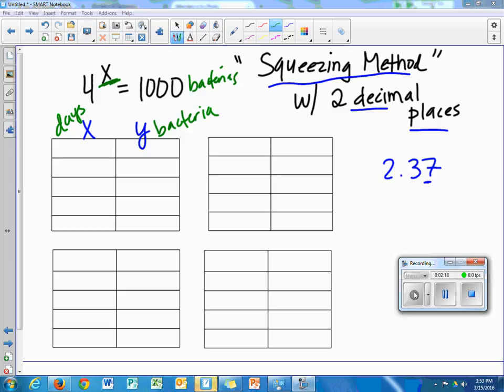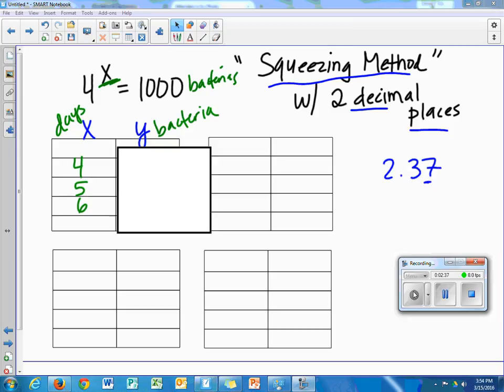So let's guess, we can do 4 here, we can do 5, and then we can do 6. So 4 to the 4th power, we have 4 to the 5th power, and then 4 to the 6th power. Type it into your calculators and then see what you get. Pause the video class and come back when you're done typing it in.